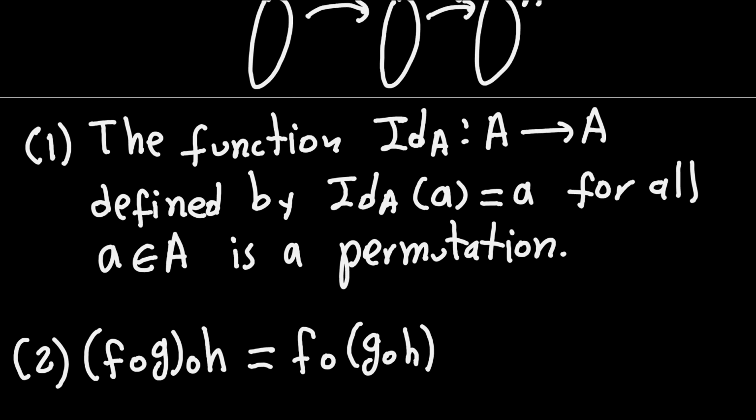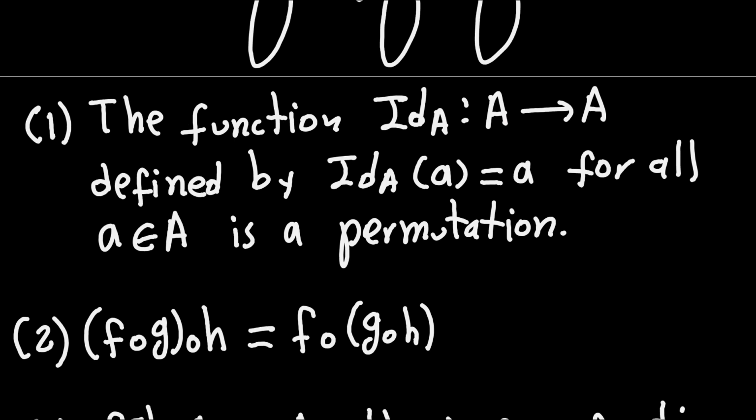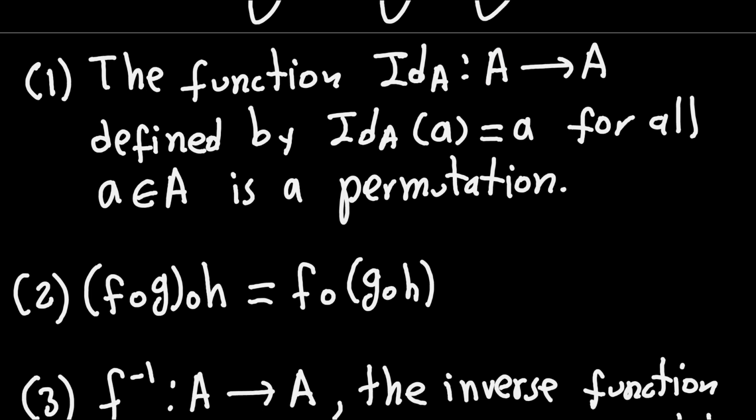Now another result is there is a special function that we're going to call id of A, and the reason for id is because this is going to be the identity function that goes from the set A to the set A, and is defined by this. The identity function evaluated at a gives you a. So basically this function is doing nothing. You give it an input and the output is exactly the same as the input. That's for all elements a in A. So this is the function that does nothing.